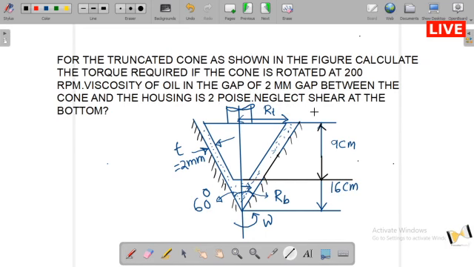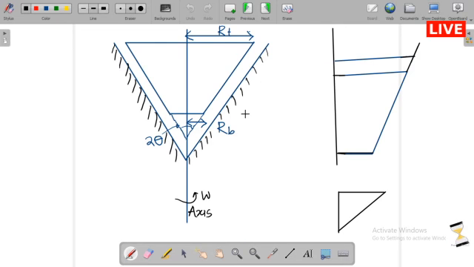Okay, this is the cone given to you. This one is called the top radius. This one is called the bottom radius, and 9 centimeter and 16 centimeter are given to you, and the angle between these two surfaces is given as 60 degrees. And the thickness is 2 millimeter. It is asking us to find out what is the torque required. In the next figure, you will see how we can solve it.